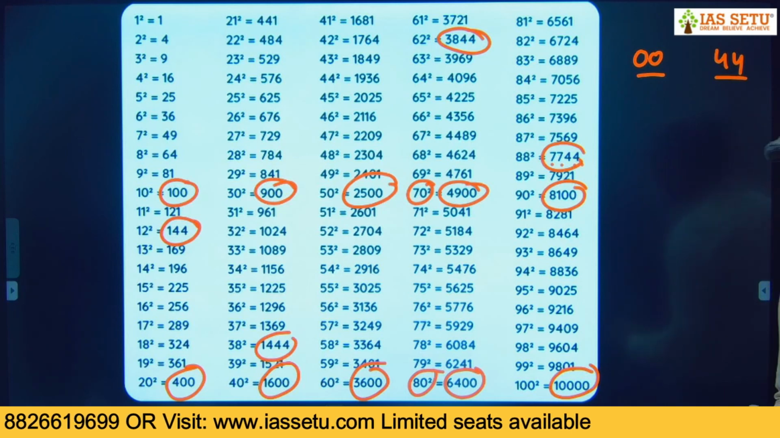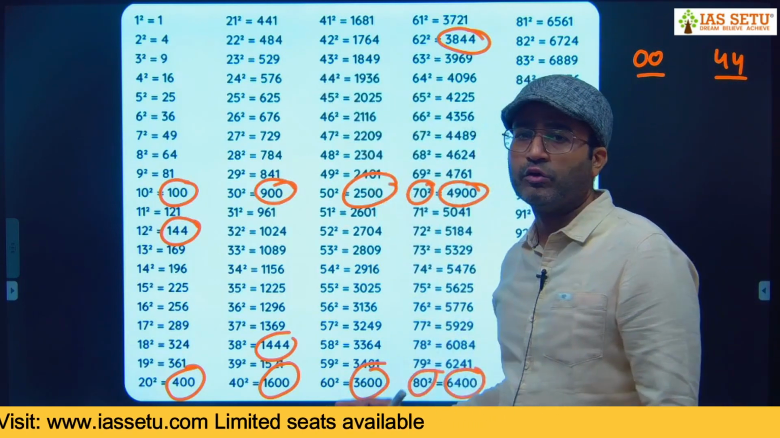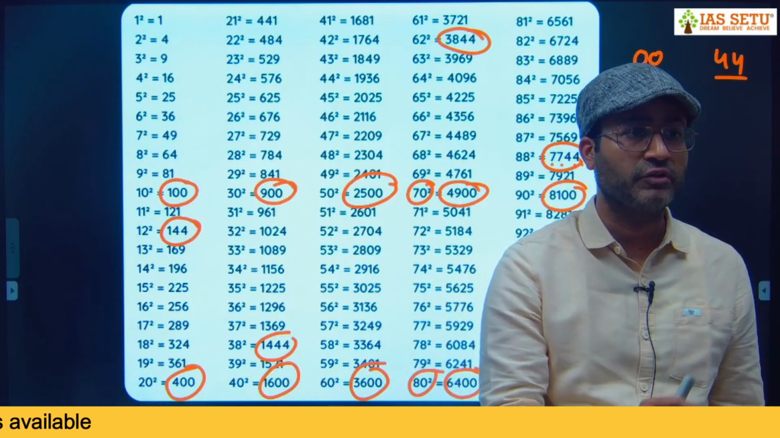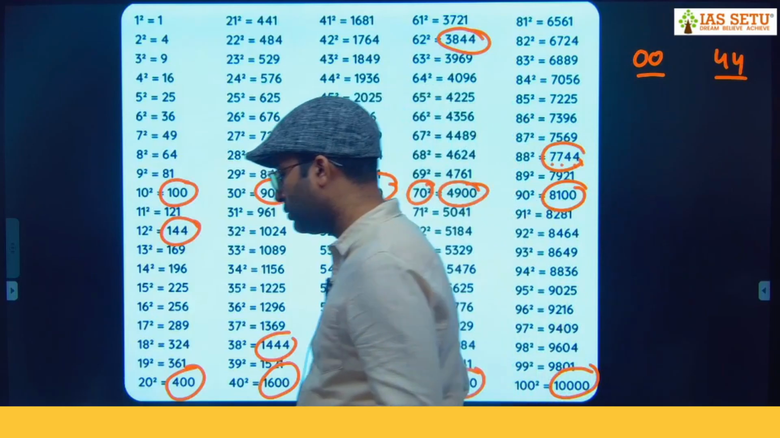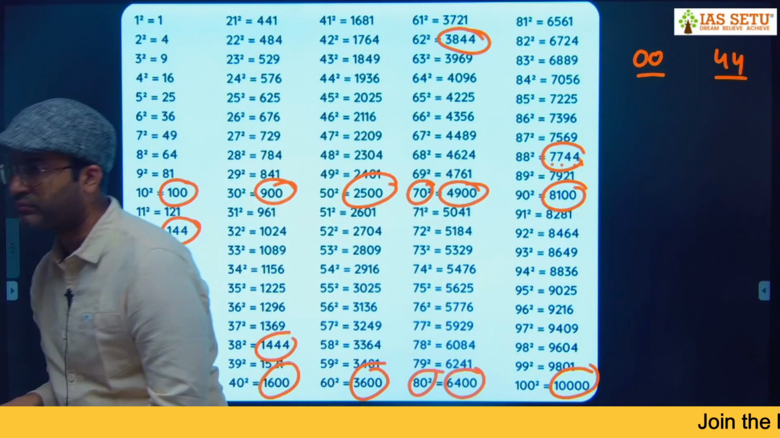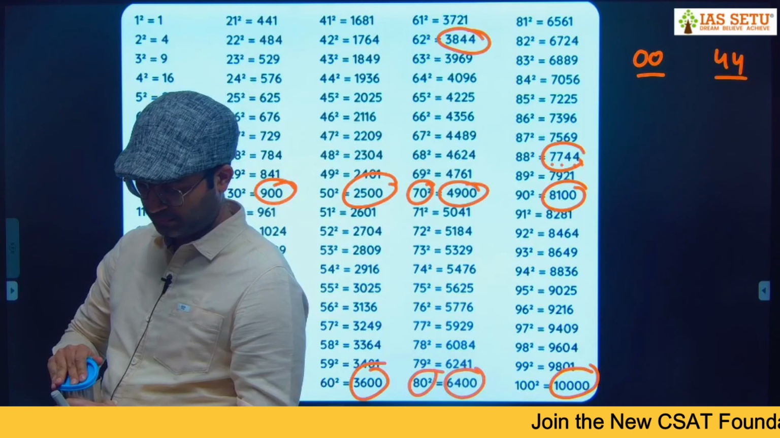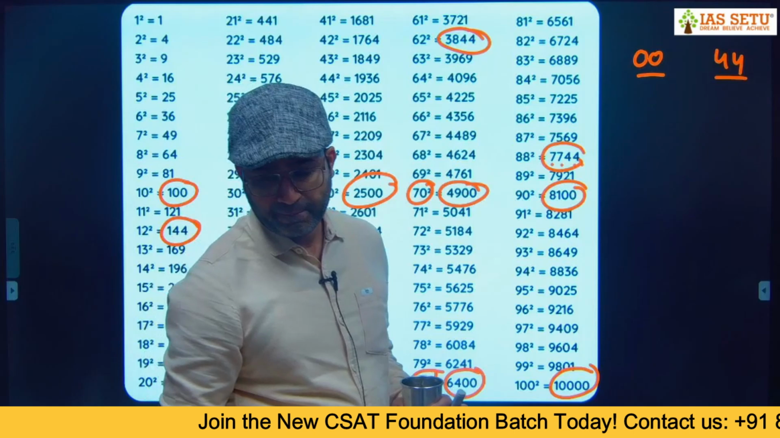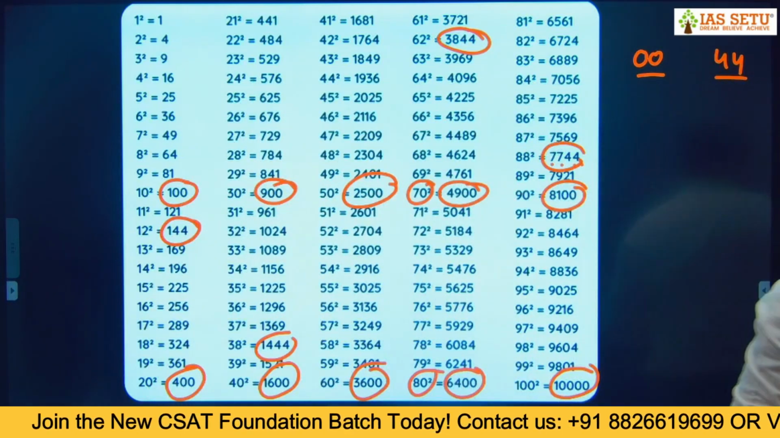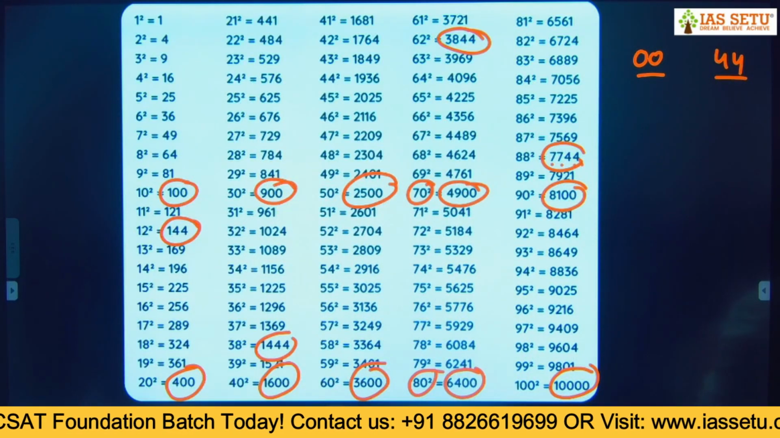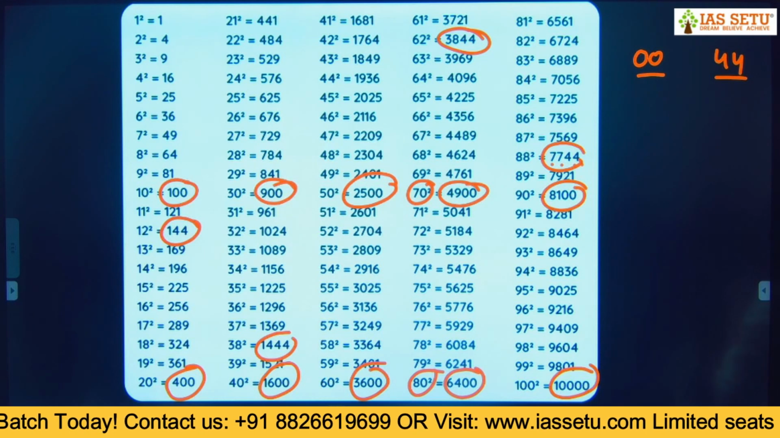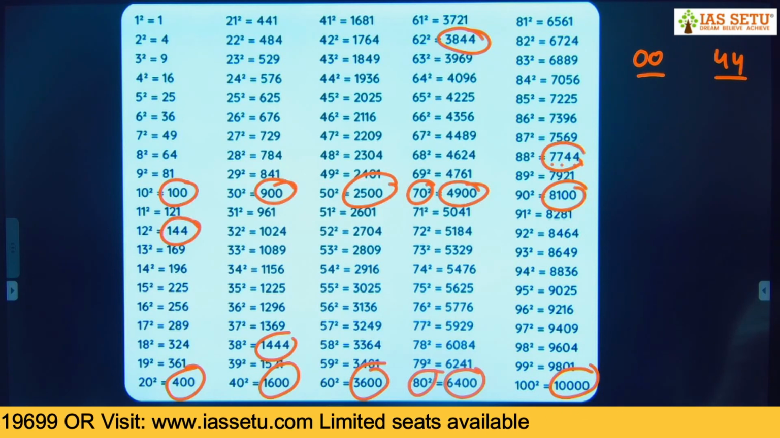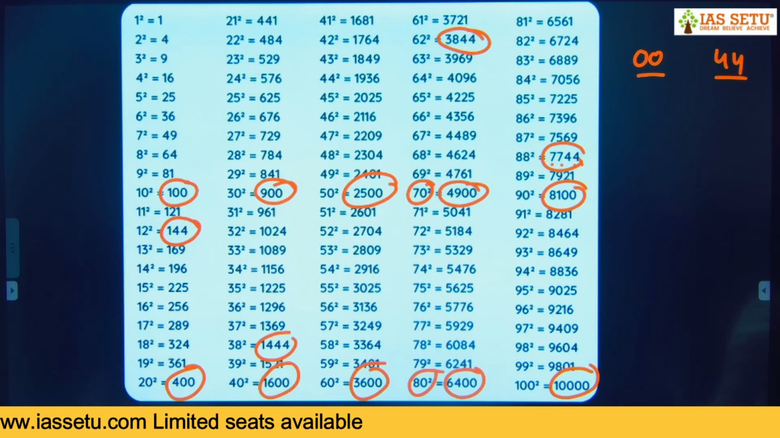क्वेश्चन कैसा पूछेगा? Like what type of question can be asked from 1 to 10,000. एक बार क्वेश्चन लिख लो. We will handle that question after 10 minutes. Just write the question: how many perfect square numbers are there which have last two digits same?